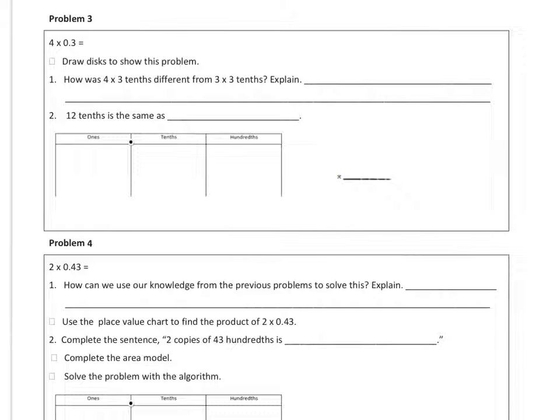All right, let's take a look at our next problem. 4 times 3/10. So first we're going to draw discs to show the problem. So we'll start with 3/10, and another 3/10. Okay, so I need 4 of these. 2, 3. I'm going to have to use the same color twice because I only have 3 colors on this thing. 3. Okay, so how many tenths do I have?